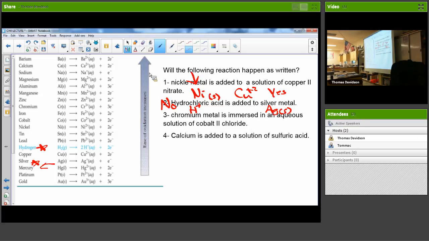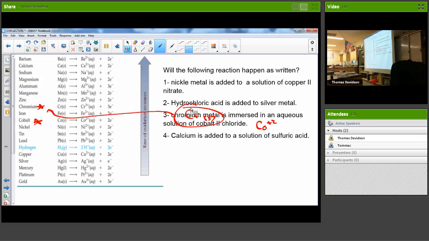All right. Same process. Chromium metal, so Cr, that's my solid, and cobalt 2, so Co plus 2. So I find Cr, it's right here, right? And cobalt. Is my lone element higher? Whoa, that was bad arrow drawing. Yes, it is. So will this happen? Yes, it happens as written.